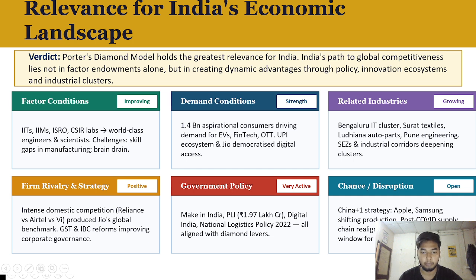Fifth is government policy, very active. Make in India, PLI 1.97 lakh crore, Digital India, National Logistics Policy 2022, all aligned with the diamond levers. Last is chance disruption, which is open. China plus one strategy, apple and Samsung shifting production, post-COVID supply chain realignment create a historic window for India.